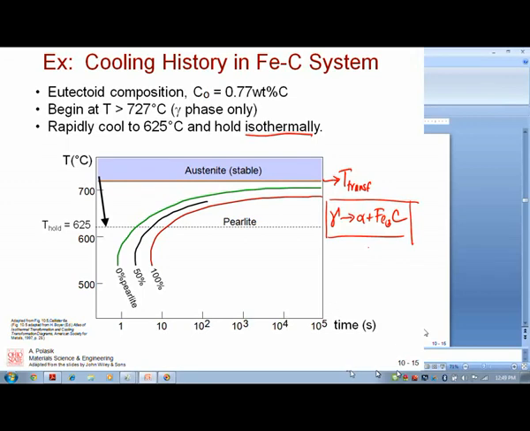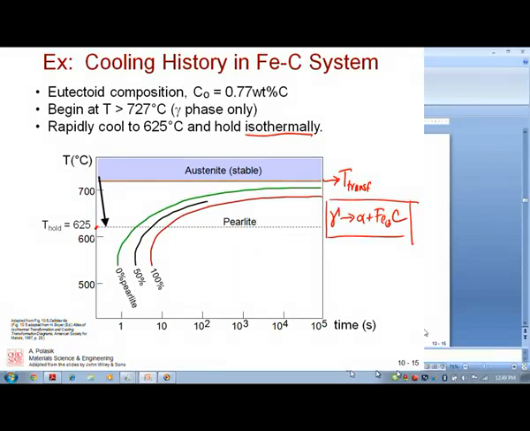So far we've learned about pearlite. So this is what's happening. We cool it instantaneously down to, say, 625 degrees C. Right there at time 0, right as we hit 625 degrees C, what phase do we have? We still have austenite, right? The transformation hasn't taken place. It takes time. So at t equals 0, we still have austenite.